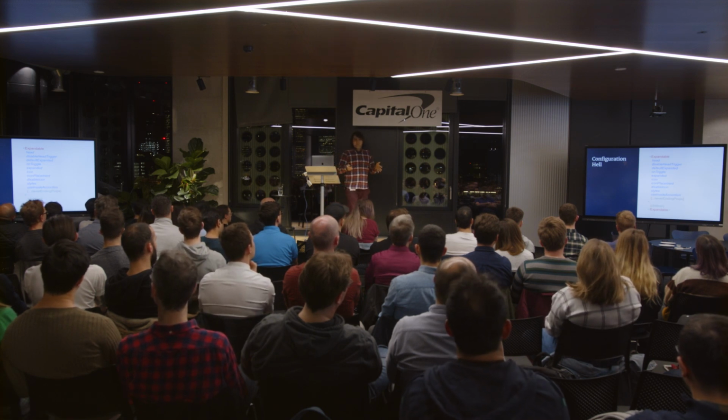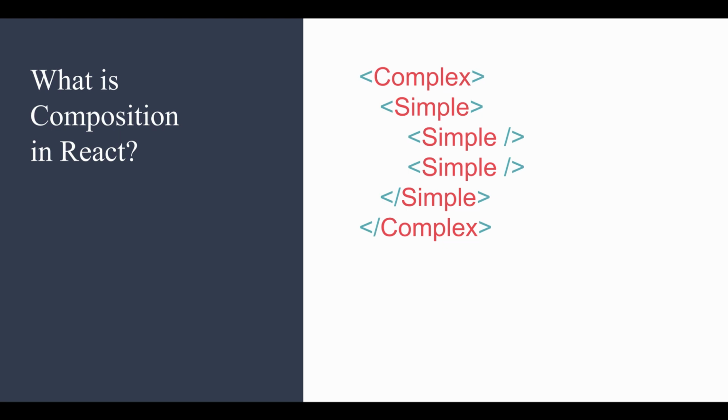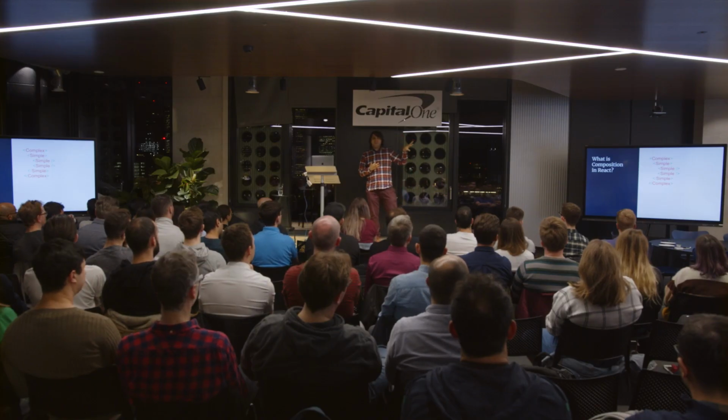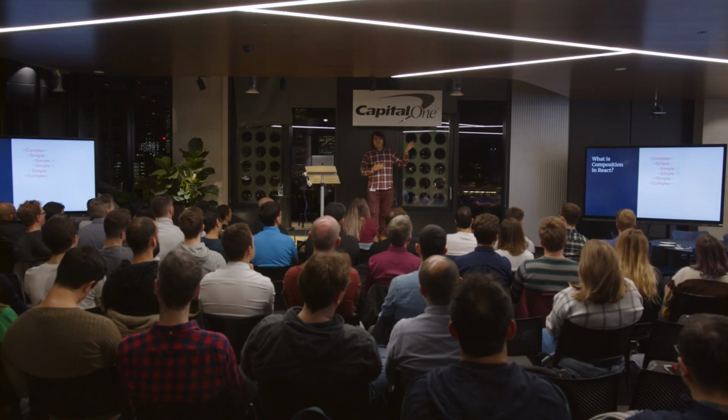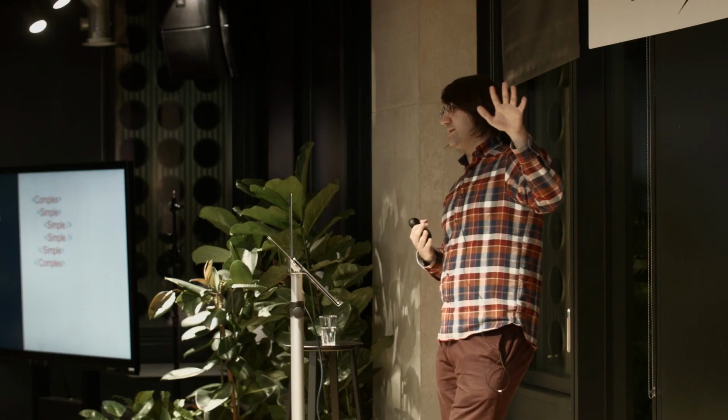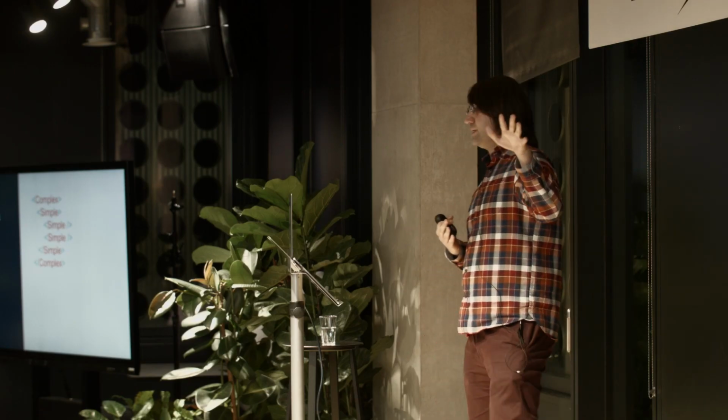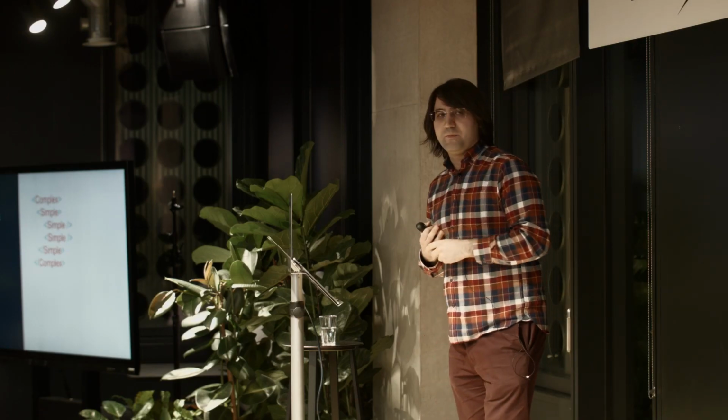So with that in mind, what is composition then? Composition is really about building more complex functionality, more complex components, out of simpler ones. And in a sense, even the complex components should be simple, because it shouldn't really know what's happening inside of the components that it's made out of. And none of those sibling components should really know about each other.